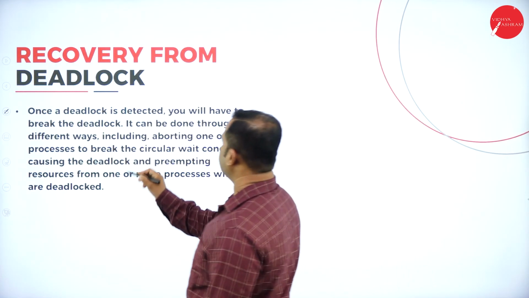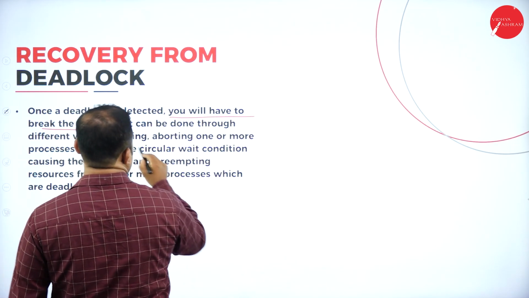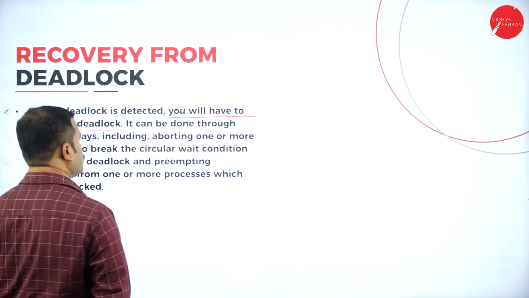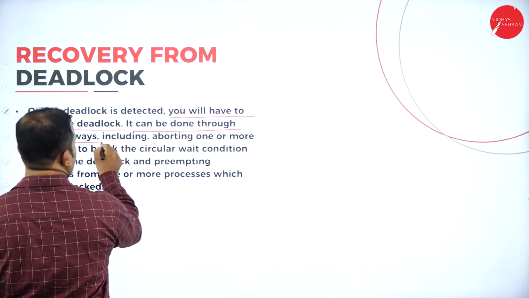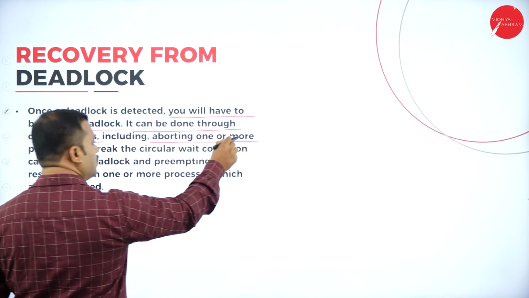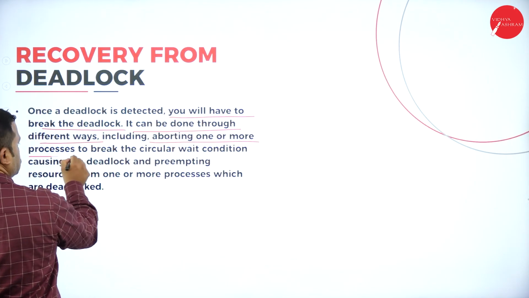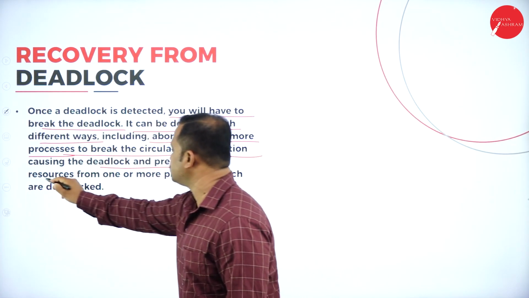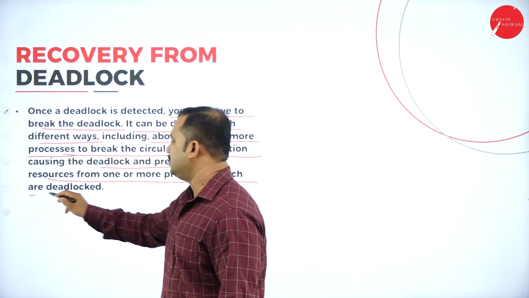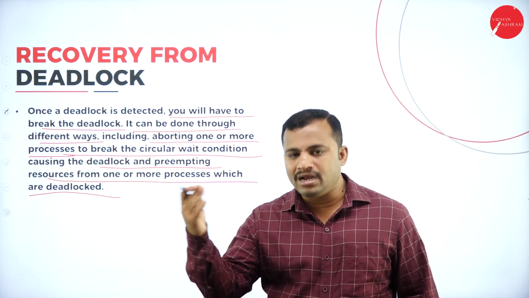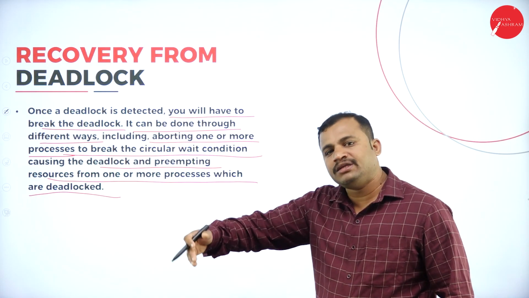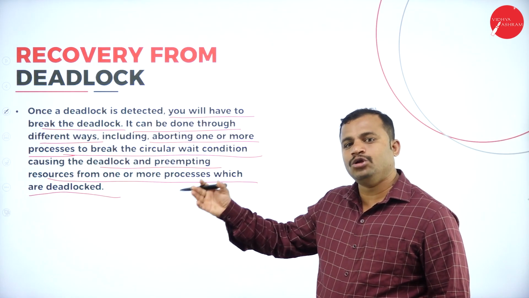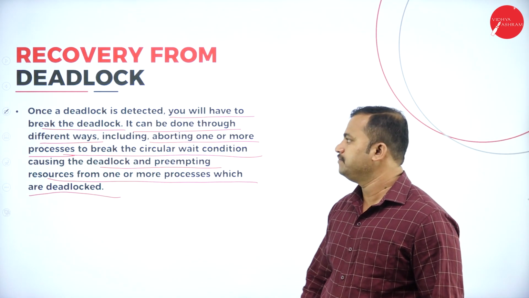Once a deadlock is detected, you will have to break the deadlock. How can you break the deadlock? By assigning or releasing one of the resources. It can be done in different ways, including aborting one or more processes to break the circular wait condition causing the deadlock, and preempting resources from one or more processes which are deadlocked. That means releasing one of the resources or preempting the resources of the process to another process, so that the process will continue with the execution of the program.